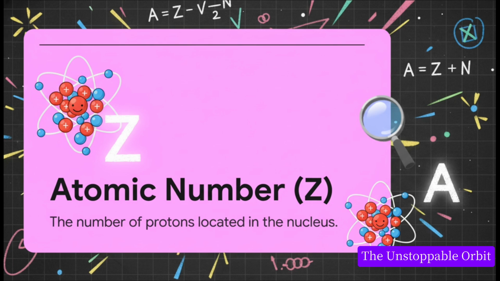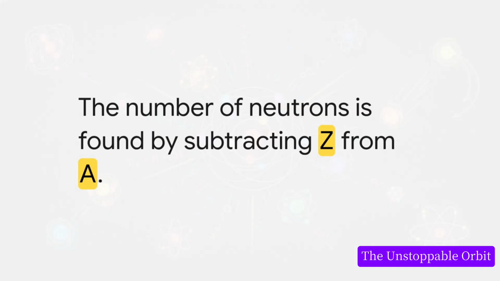Then there's A, the mass number. That is your total head count of protons plus neutrons, which we collectively call nucleons. Which brings us to a super elegant but absolutely critical formula. N equals A minus Z, N being the neutron number.